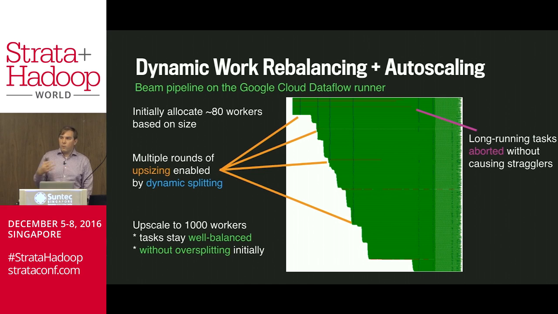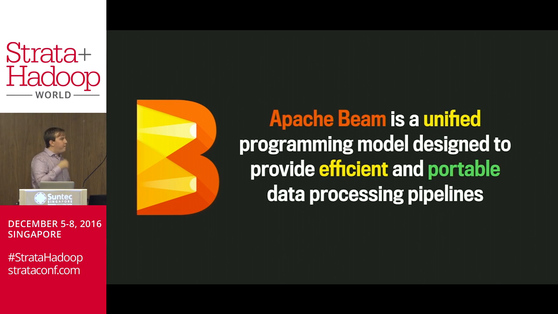But because we have dynamic work rebalancing, we don't have to rerun that whole task as one unit. We can restart it on some worker and then immediately recognize it's a straggler and start assigning the tail of that work away. So we were able to sort of take these long-running tasks and abort them and still not have stragglers in our execution. So that was a dip into how Beam enables runners to be efficient.